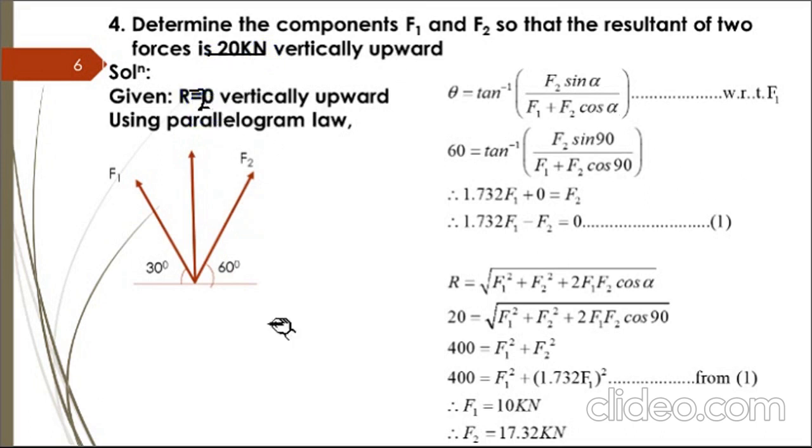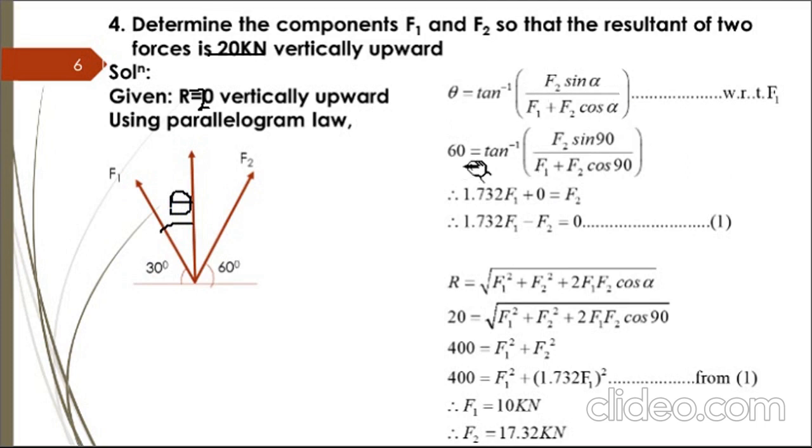So as again it's a two force system, you can solve this problem by using the parallelogram law or by using the triangle law. So let's solve this problem by using both the methods one by one. So first using the parallelogram law, applying the first equation, theta is equal to tan inverse of F2 sin alpha divided by F1 plus F2 cos alpha, where this theta is with respect to F1. So this angle between the R and the force F1 is equal to theta.